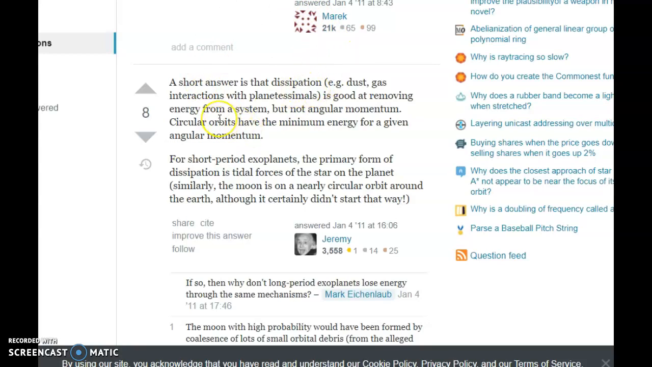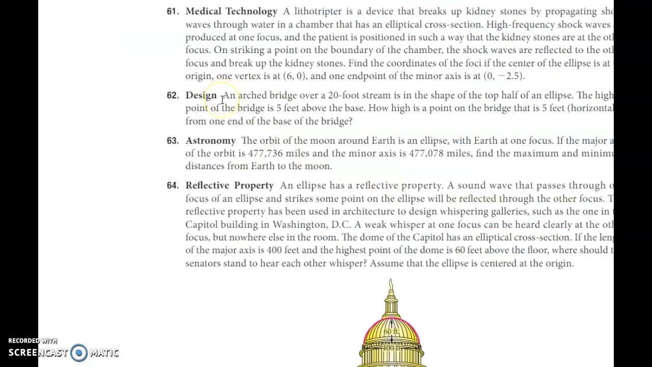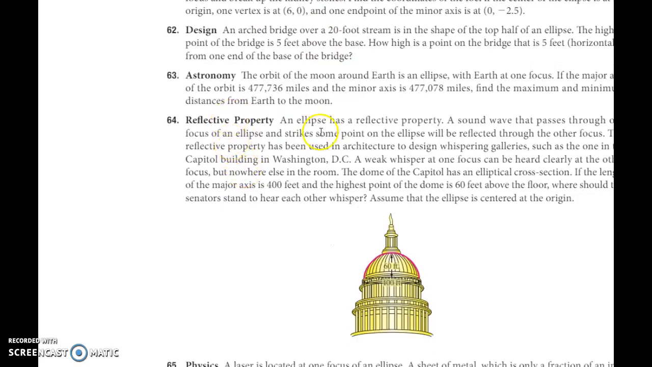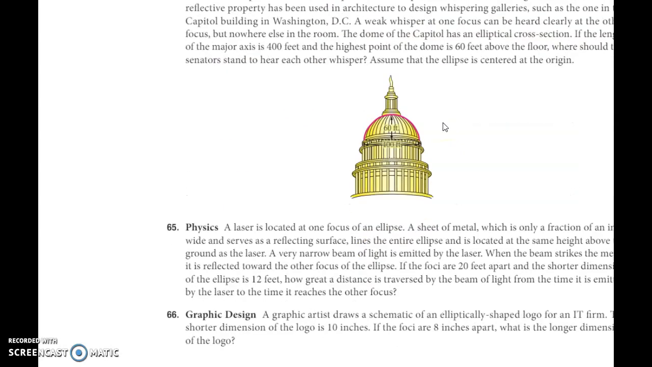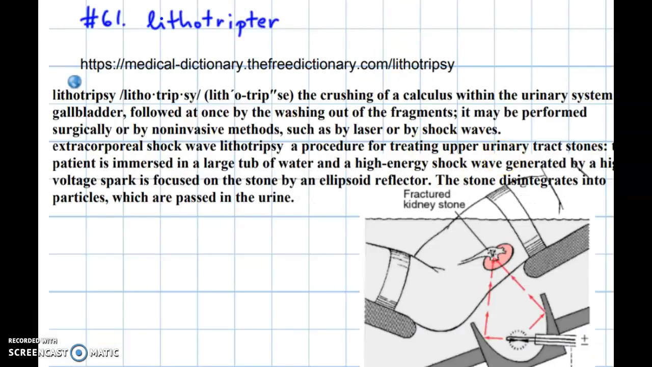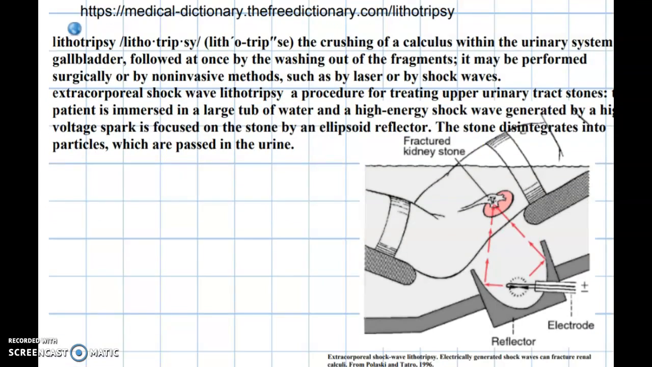All right, I'm going to return to the planet orbits here in a little while, but let's look at something else that I had mentioned here. So here's the medical technology, a lithotripter, and then there's the reflective property, and so on. So in a previous lecture for my class, I had prepared that. Unfortunately, I only have access to the PDF instead of my original smartboard.